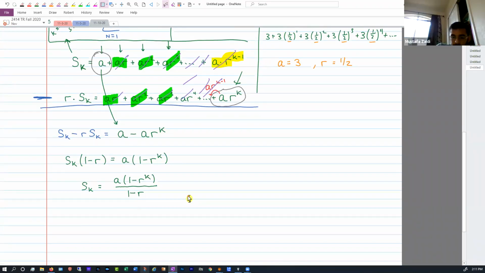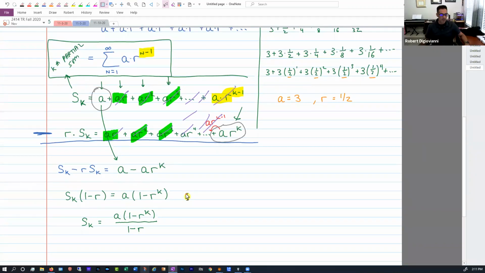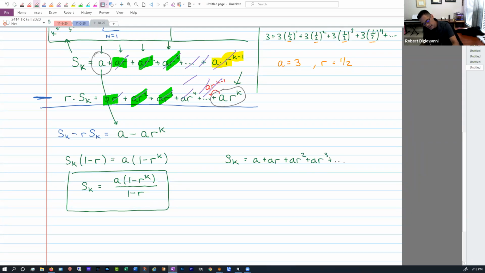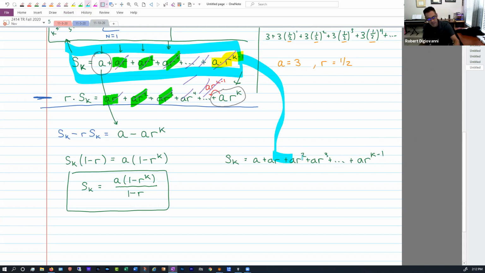Now, here's the beauty of what we just did: we just found a formula for S sub k, didn't we? Now, what is S sub k? We already said S sub k is a plus ar plus ar squared plus ar cubed plus dot dot dot ar to the k minus 1. That was this line right here. That's what S sub k is, right?